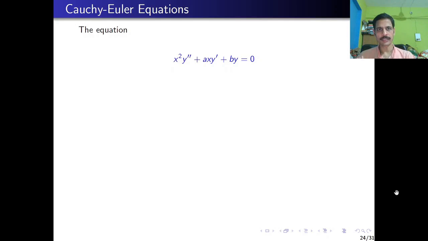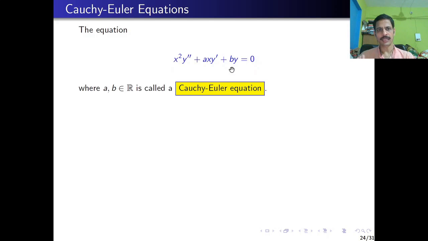We take up another class of second order linear differential equations. This class is called Cauchy-Euler equations. They are of the type x square y double prime plus a x y prime plus b y equal to 0, where b and a are real numbers. Here we assume that x is greater than 0.